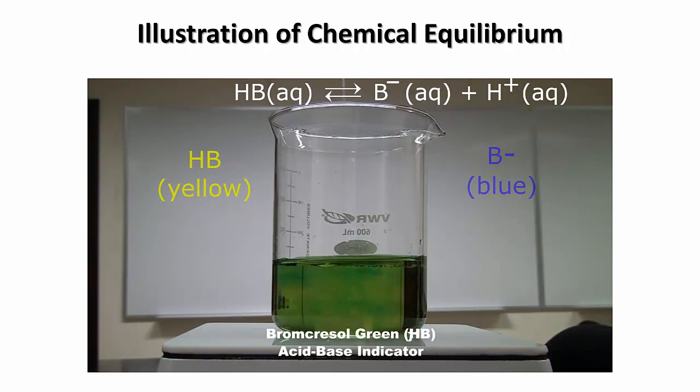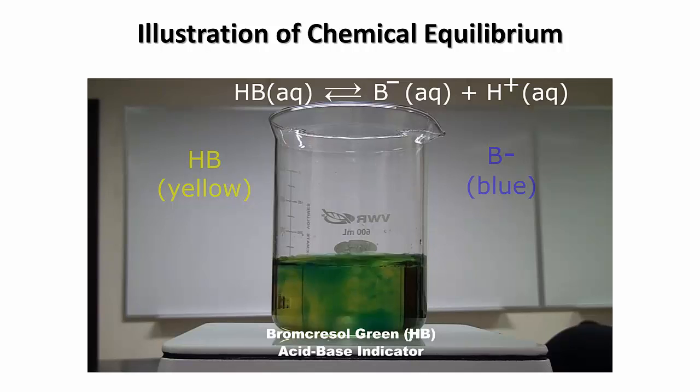Now, as I start to add some acid to this solution, you can see that it goes towards the more yellow form because I get a higher concentration of HB in that solution. But B- is still present there. This is an equilibrium, so it's going back and forth. Okay, both reactions are occurring at the same time. I end up with more HB present.